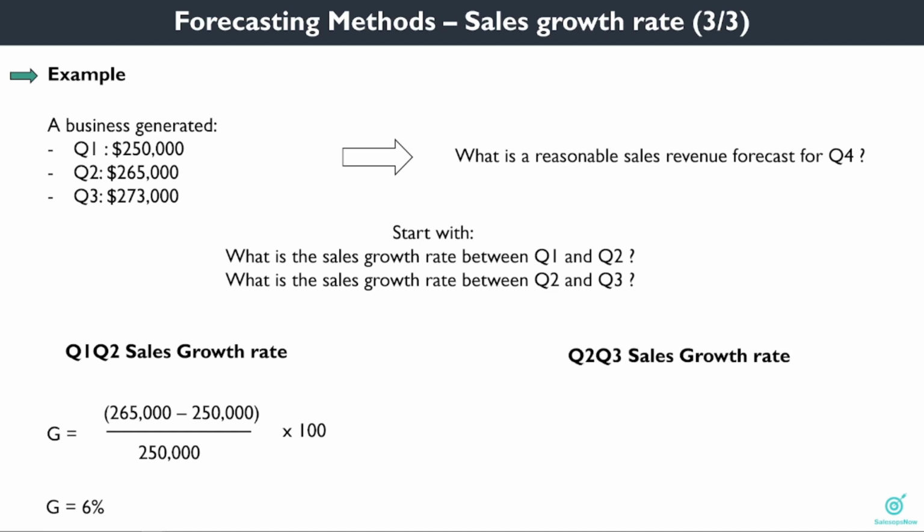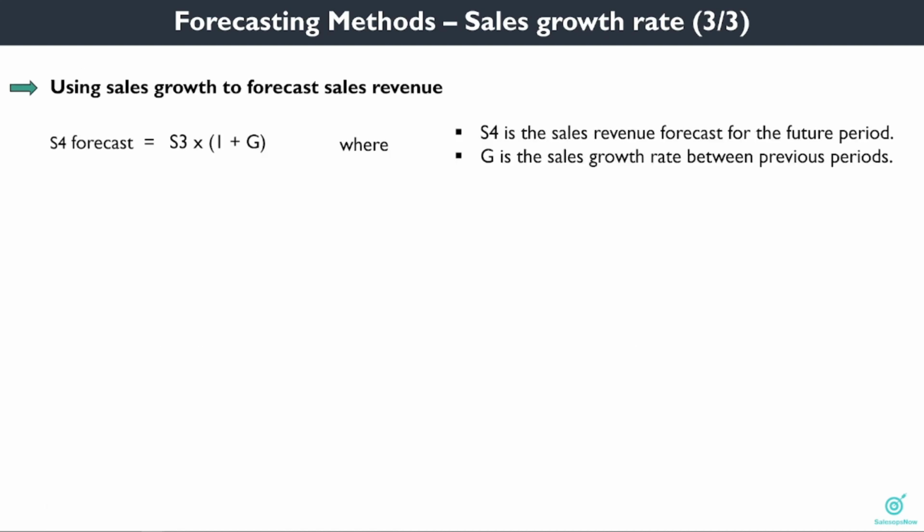Applying the same formula to calculate the growth rate, we find that the sales growth rate from Q2 to Q3 is 3%. Indeed, we took Q3 sales revenue, 273,000, minus Q2 sales revenue, 265,000, divided by Q2 sales revenue, 265,000, multiplied by 100.